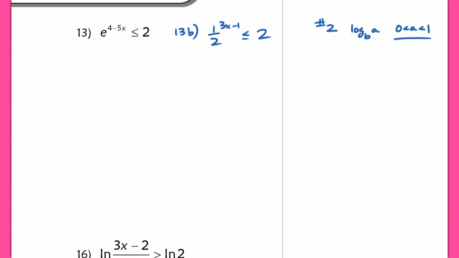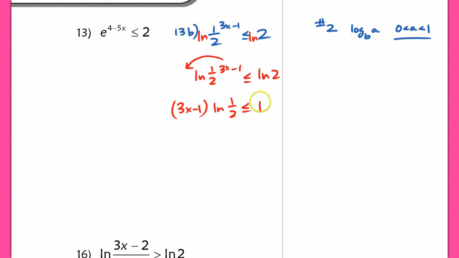Now to solve this is similar to yesterday's exponential equation where we took the natural log on both sides. I want to do that here as well so that I can rewrite this. When I take this on both sides, I'm going to pull that exponent and rewrite this as 3x minus 1 in parentheses times the natural log of 1/2 is less than or equal to the natural log of 2. Now to solve for x, I am going to distribute. The natural log of 1/2 gets distributed to both terms, so now I have 3x times the natural log of 1/2 minus the natural log of 1/2 is less than or equal to the natural log of 2.